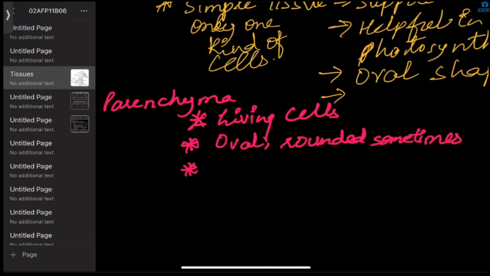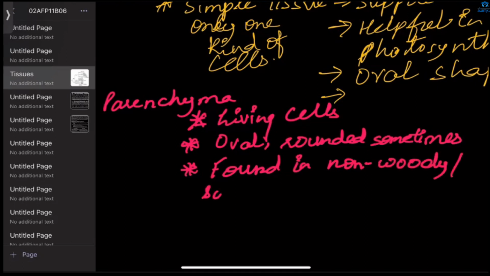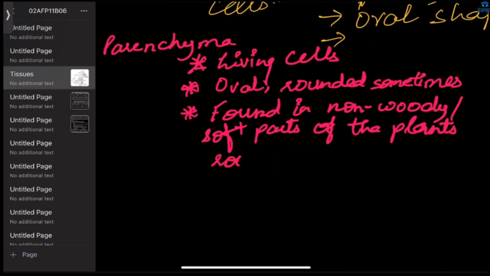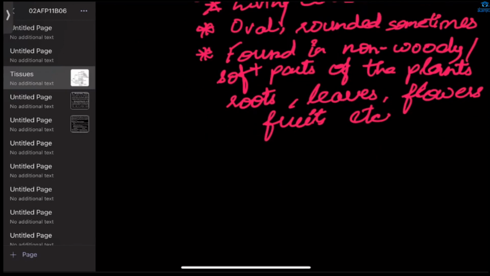Where are these parenchyma cells found? Ma'am, I have a question. Parenchyma cells are only found in plants, right? Yes, they are only found in plants. They're found inside the leaf in the chloroplast. Yes, leaves, roots, non-woody parts of the plant. They are found in soft parts of the plant, like roots, leaves, fruits also, flowers also. Stems cannot be included. Okay, flowers, fruits, etc.